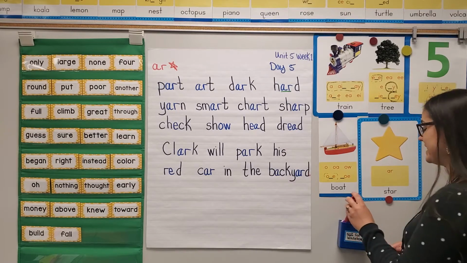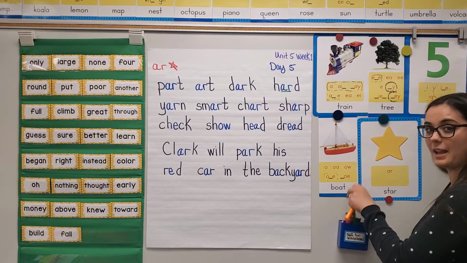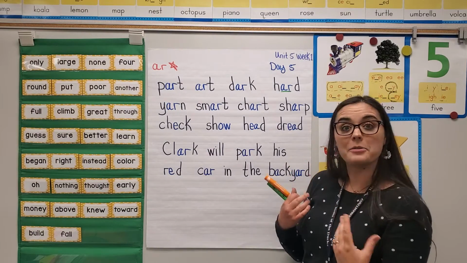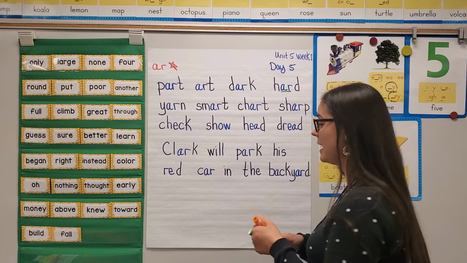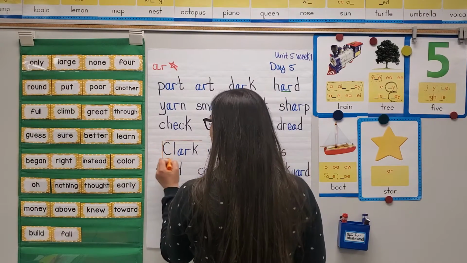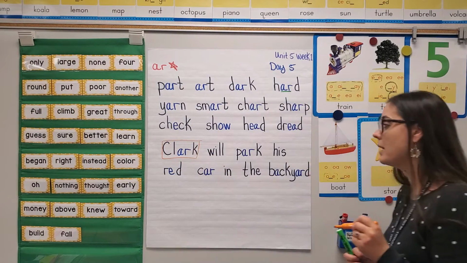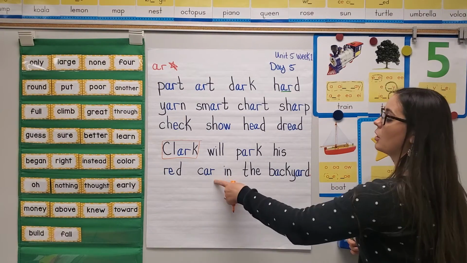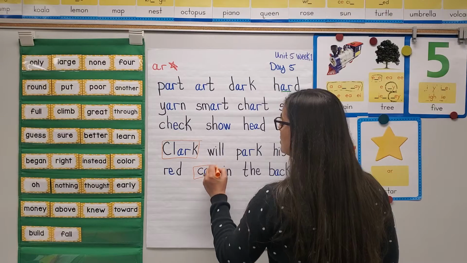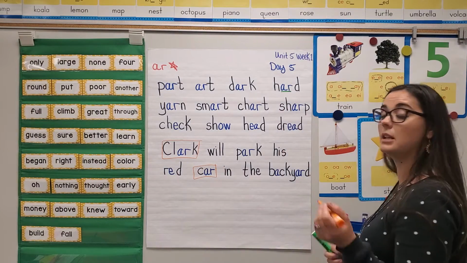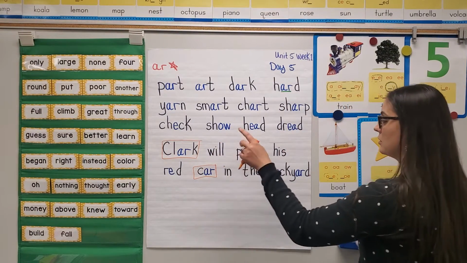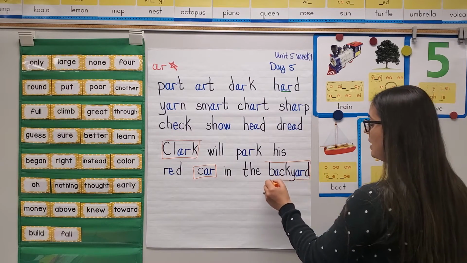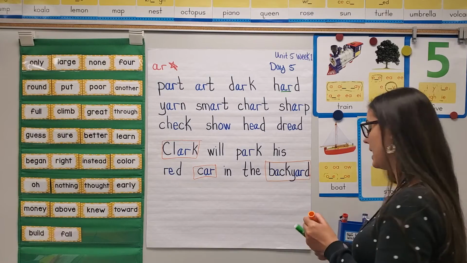So let's do some nouns and verbs and find all the answers to those questions. So who are our nouns? Clark is a noun. What else? A noun is a person, a place, or a thing. It is something you can touch. Car, that's something you can touch. Clark's gonna touch it so that he can park it. Clark, car, and backyard is also a place. So that is a noun.